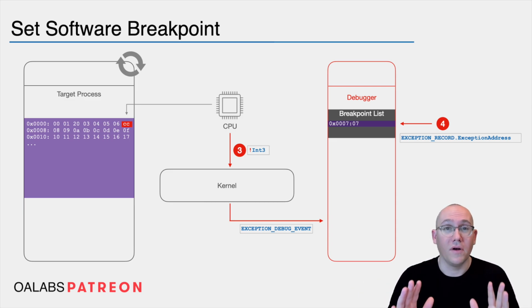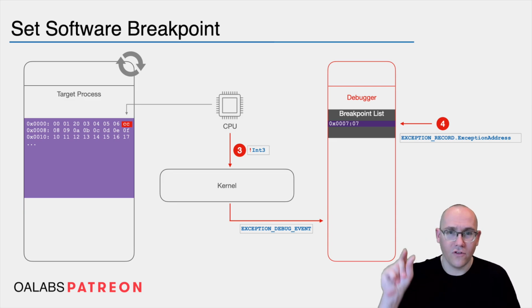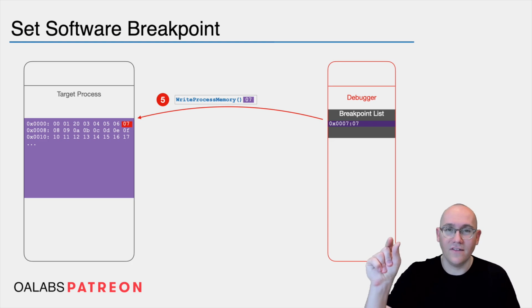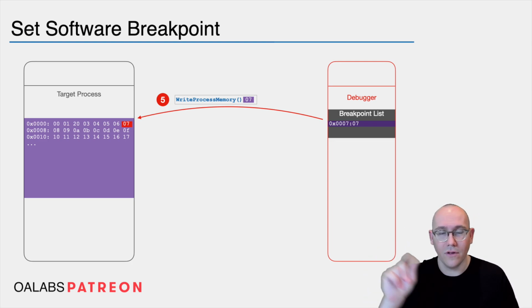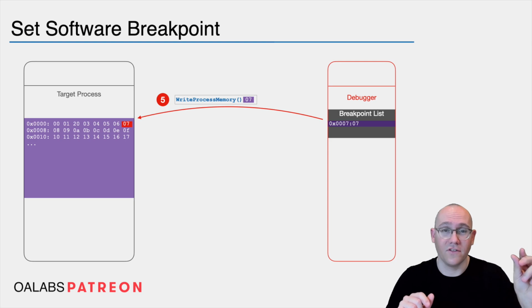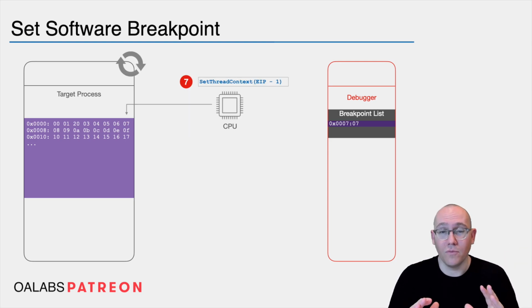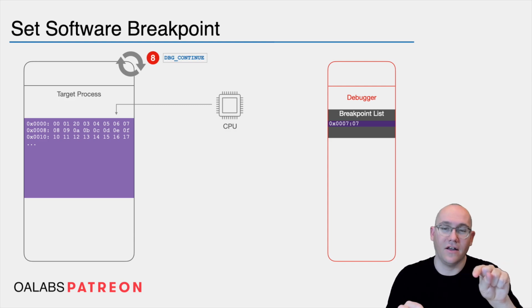But then, when it wants to go back to executing the code, it needs to do a few things. The first thing it does is it restores that saved byte that it has in its own breakpoint table back into the target process. Then the debugger must move the instruction pointer backwards by one step and then resume execution of the target so that that original code is then executed.